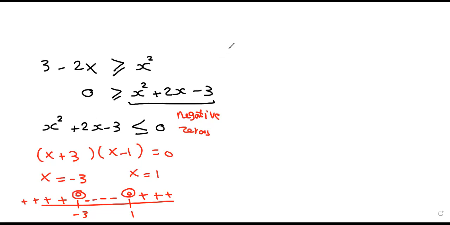So go back to the inequality and check the signs you need. I need the negative and zeros. So the solution set in this case will be negative 3 closed and 1 closed, because I need the negative and I need zeros. So negative 3 and 1, and what between them?